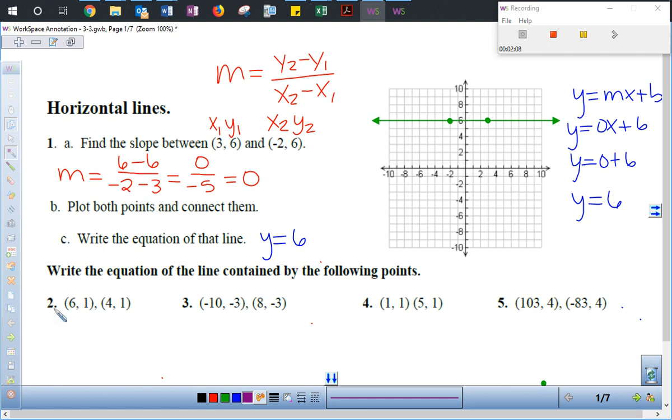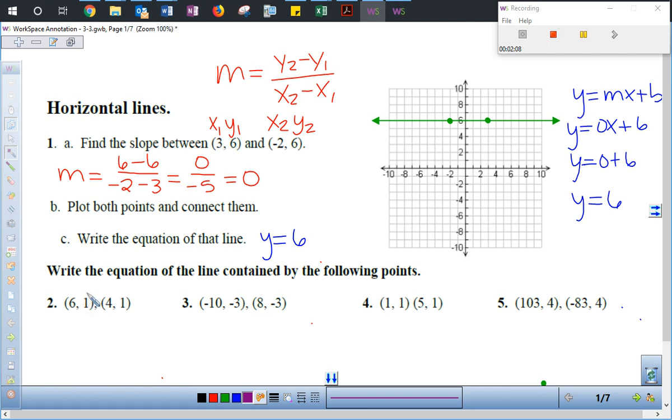So on 2 through 5, again, they want us to write the equation of the line contained by the following points. Now notice they didn't give us a graph that we can just graph it and find the slope and the y-intercept. They only gave us the ordered pairs. So what we want to do is look at the terms that they gave us. The first thing we need to do is look at our x values and ask ourselves, are the x values the same? Well, the first one is 6 and the second one is 4. They are not the same.